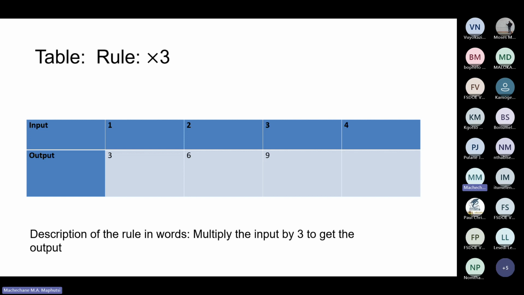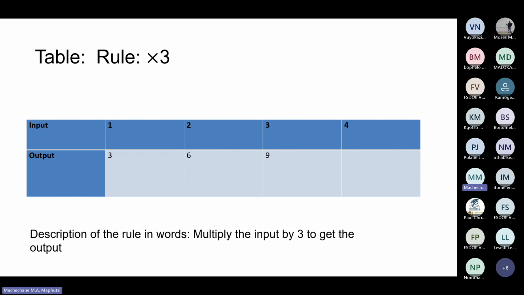Okay, so my input is 1, which represents term 1, term 2, term 3, and term 4. So if I multiply 1 by 3, if the rule is saying multiply each term by 3, what will be your output? Your output will be 3, you'll have 6, and you'll have 9. So what will happen to 4? The same way, we're going to multiply 4 by 3, and we are going to get 12.